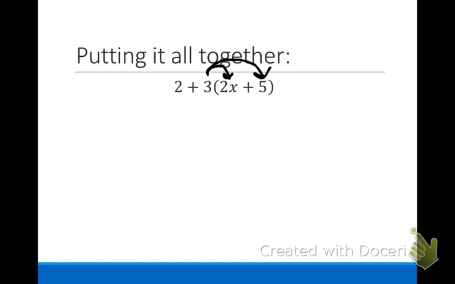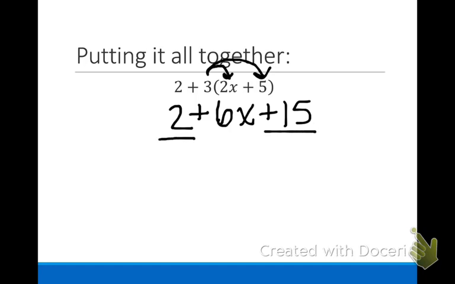So I'm going to bring down my 2, and then we're adding positive 3 times positive 2, which is 6x, and 3 times 5 is 15. Now, is this completely simplified yet? No. I see I have some like terms of 2 and positive 15 that I need to combine. So 2 plus 15 leaves me with 17 plus 6x. So your answer here should be 17 plus 6x.